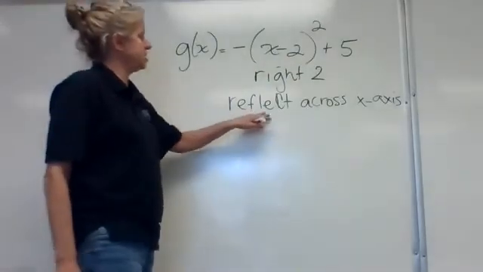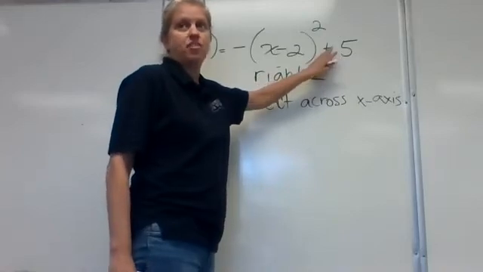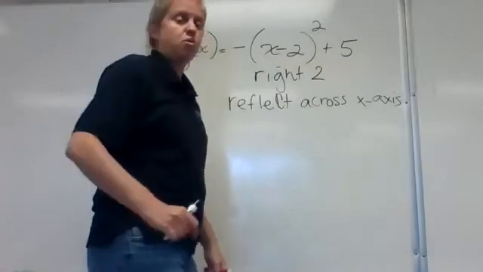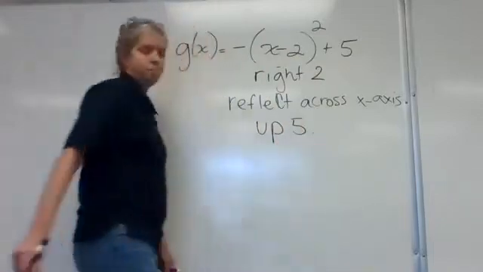And then the last thing it's going to talk about is this vertical shifting number, the number on the outside. So outside numbers shift you up and down. You go with that sign. So I'm going to shift up 5.